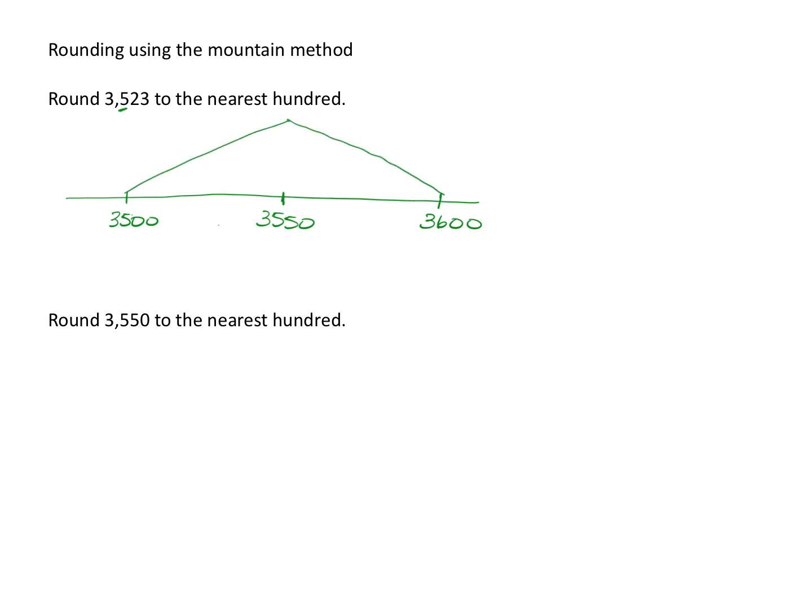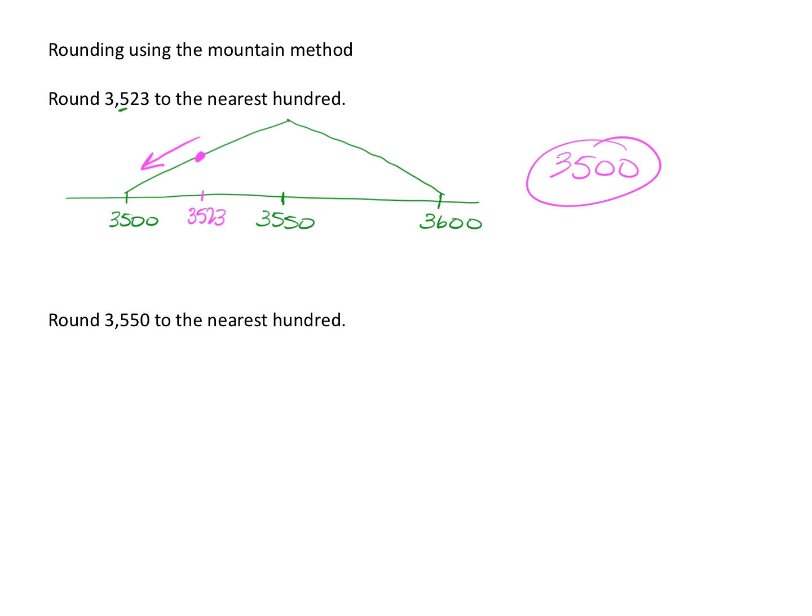Okay, and then I'm going to identify 3,523. It's somewhere about right here. And so I put a point above it on the mountain. And because we are on the left side of 3,550, that point is going to roll down to 3,500.